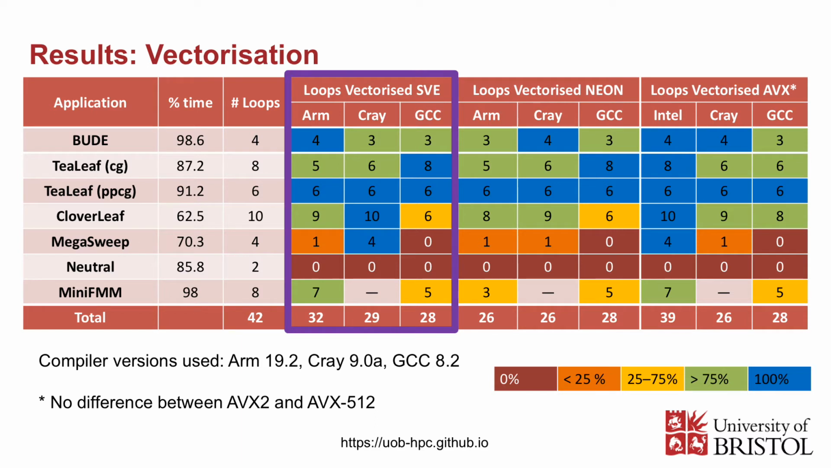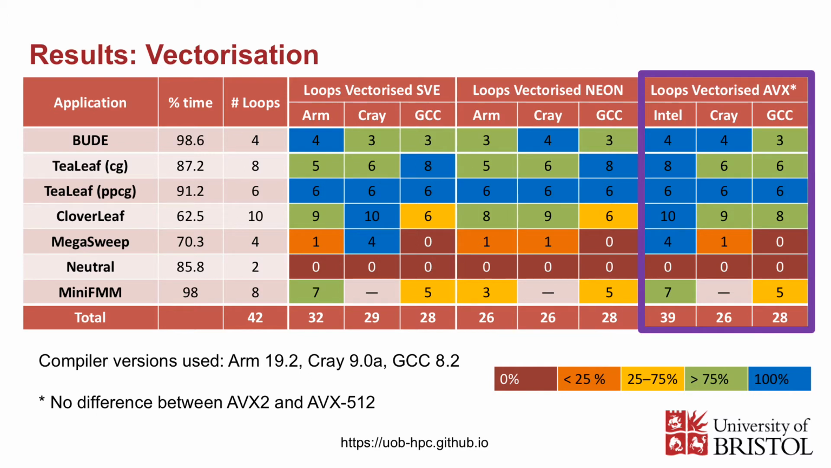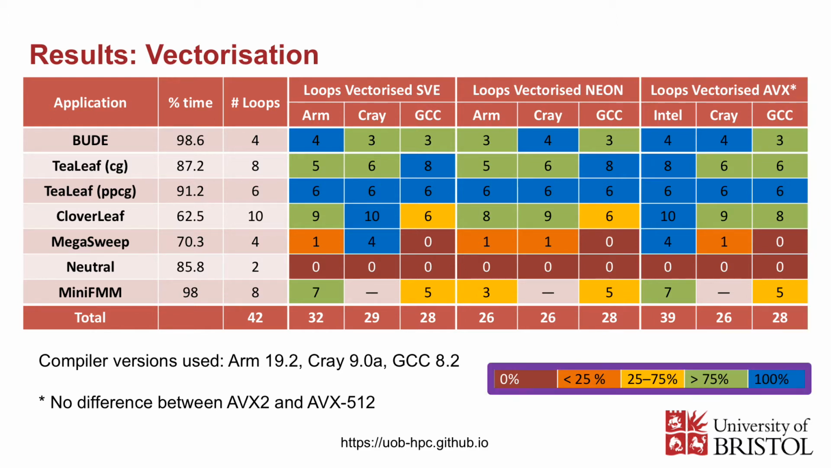First is SVE, then Neon, the previous generation vector instruction set from ARM, and the one that ThunderX2 uses, then AVX. The results were the same for both AVX2 and AVX512, so they are shown as a single cluster in this table. Each cell is color-coded according to the percentage of loops vectorized.